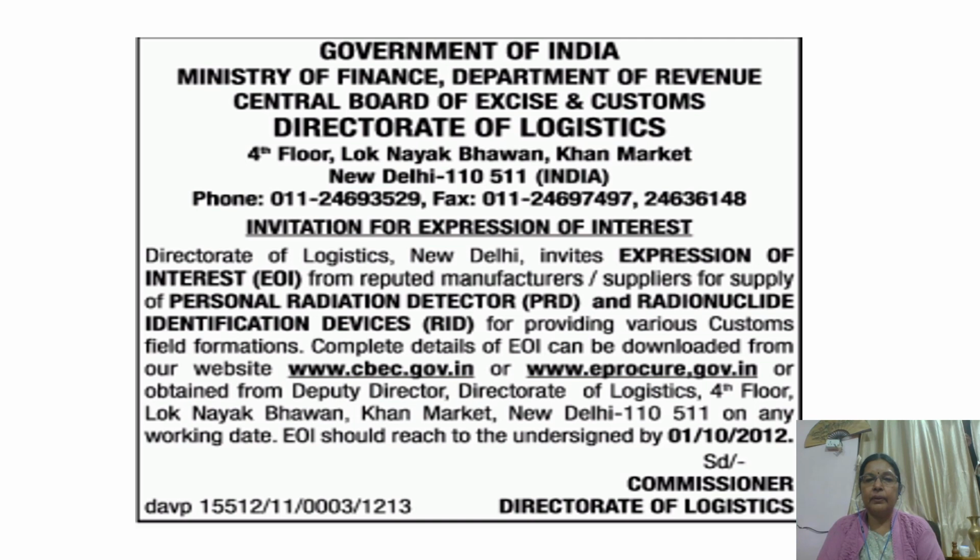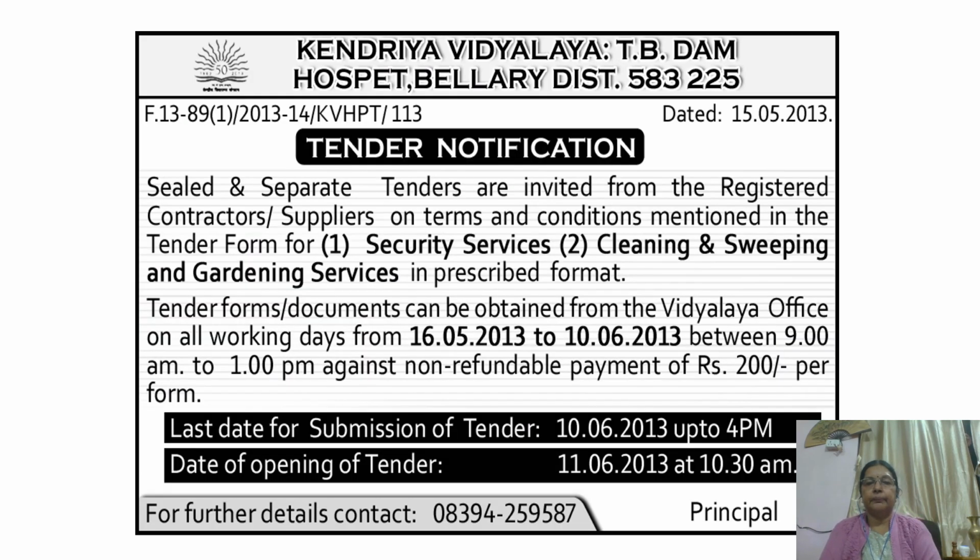So this is an example of a government tender given by the Ministry of Finance, Department of Revenue, where they have invited the suppliers or manufacturers to show expression of interest, that is EOI, in personal radiation detector and radionuclide identification devices. So they have given their website address, they have given their office from where the forms can be collected, and they have also given the date when these forms can be submitted.